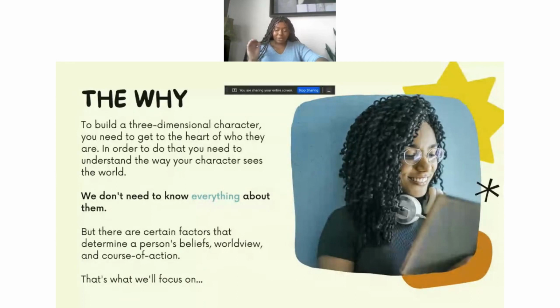But as you're about to see, there are certain key factors that determine a person's beliefs, their worldview, and their course of action. These are your character's whys. You don't need to know everything about all of your characters. You just need to know a few really important move-the-needle elements that make a big difference in character creation. And these factors that we're about to talk about in a minute determine a person's beliefs, their worldview, and their course of action.